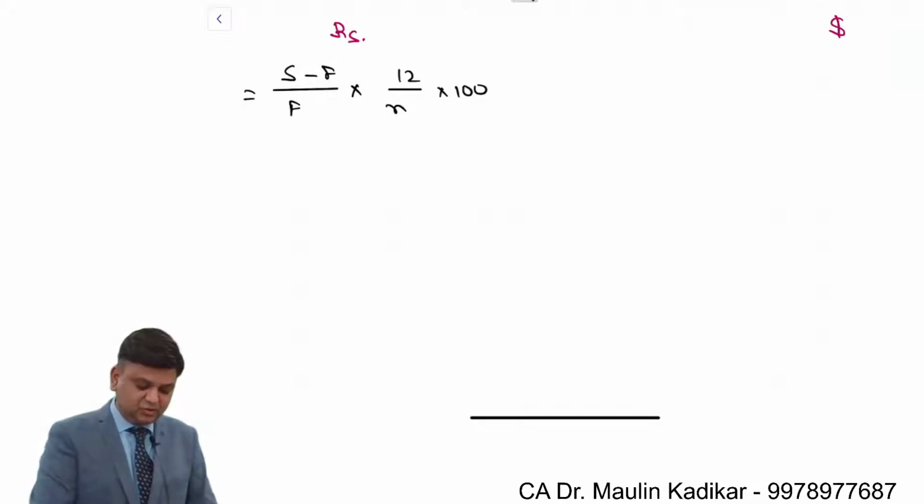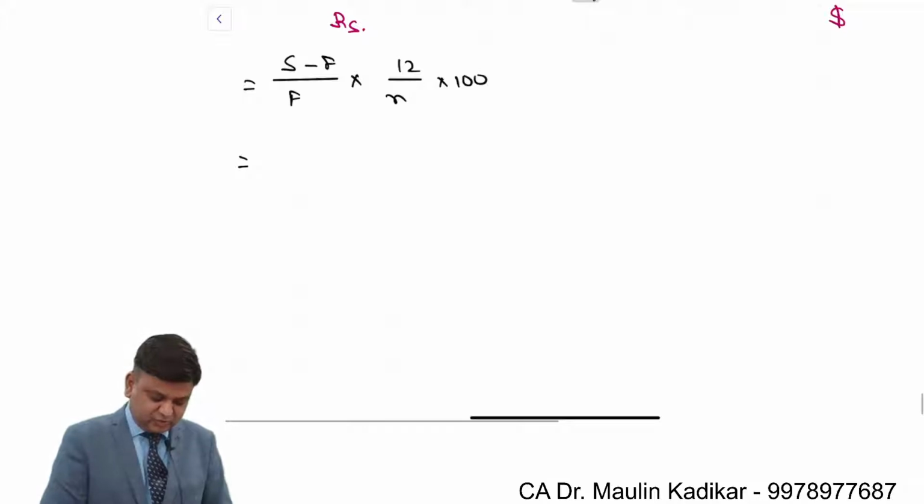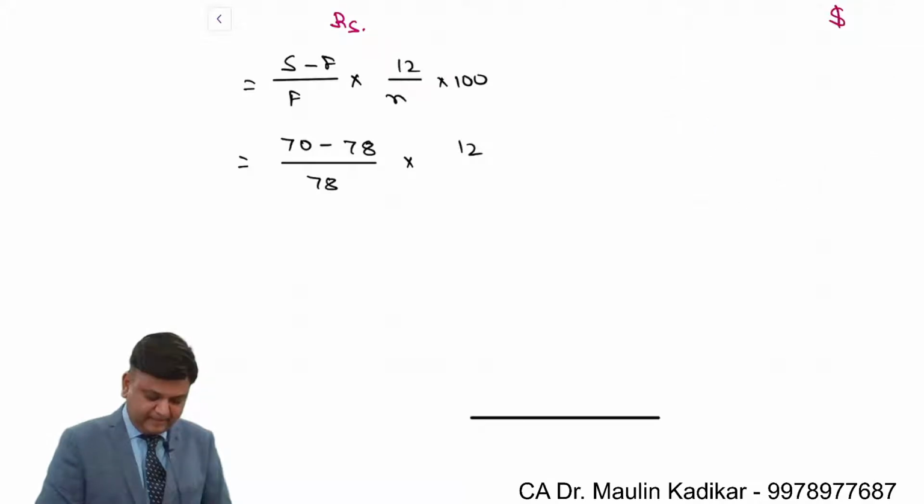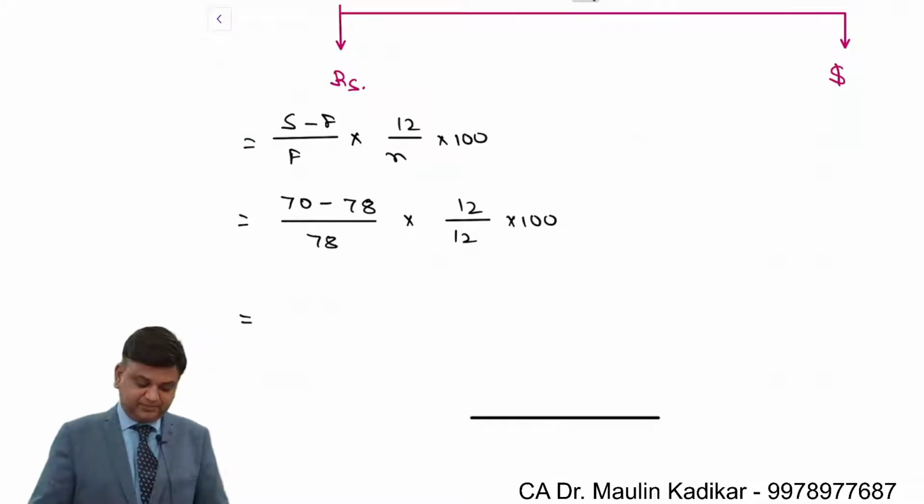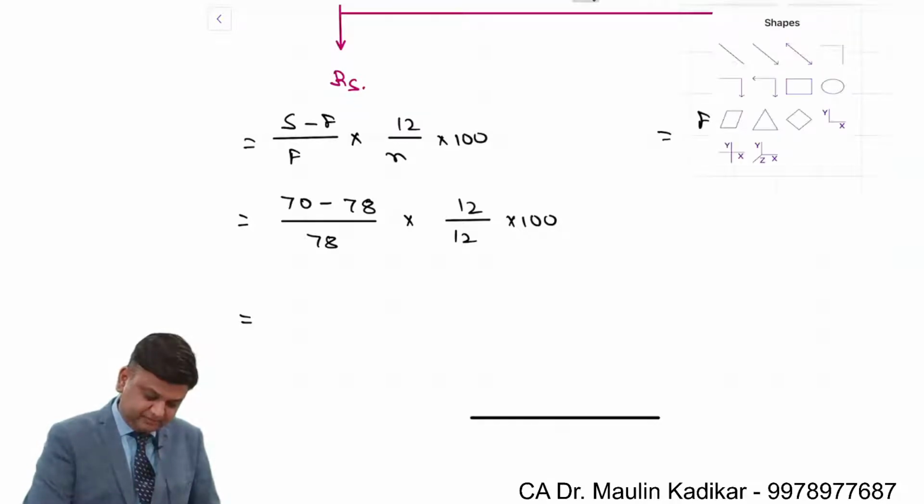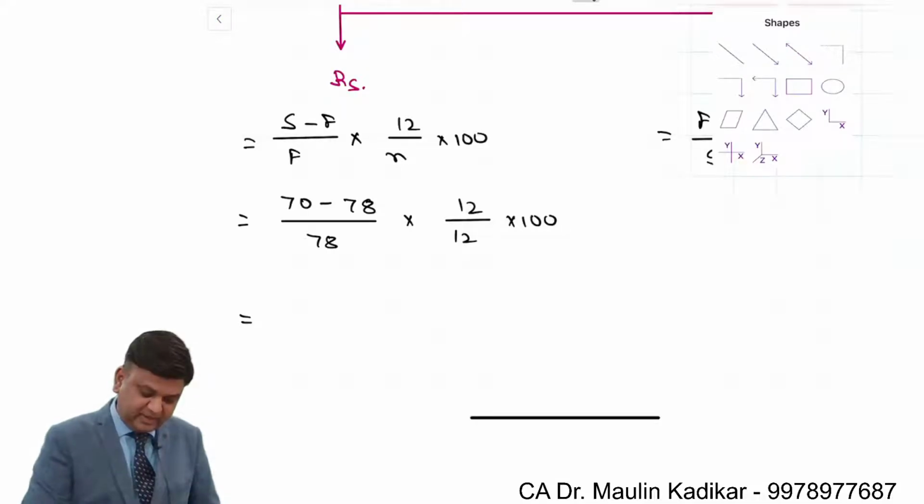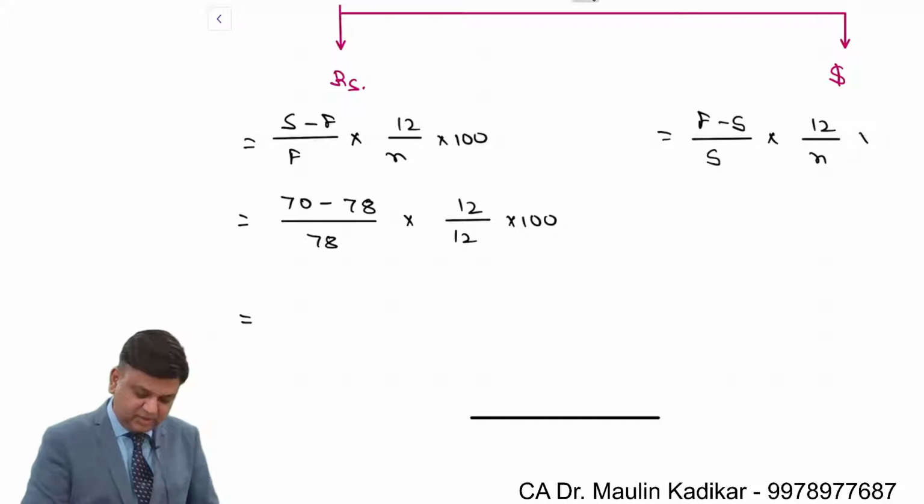As far as the rupee currency is concerned, it will be like this: spot is 70, forward is 78, upon forward is 78 once again, into 12 divided by 12 into 100. So this is the way we'll compute the premium / discount for rupee currency. For dollar currency, it will be like this: forward minus spot upon spot into 12 divided by n into 100.